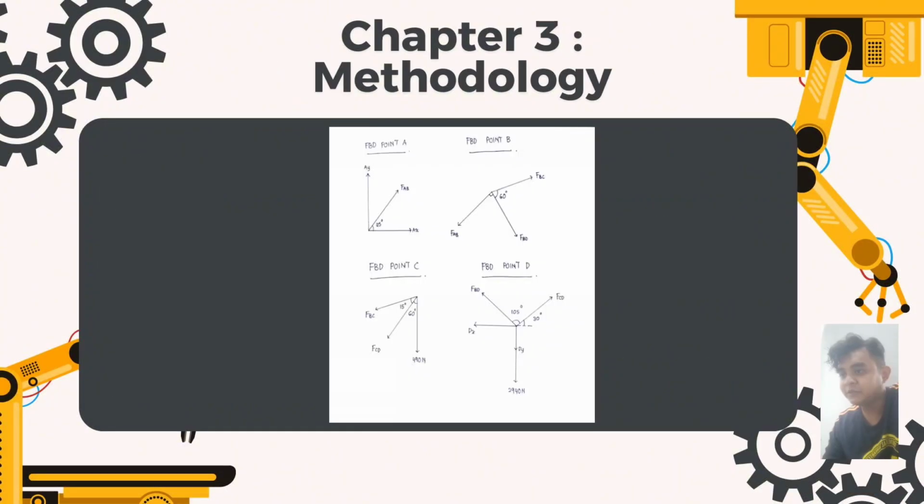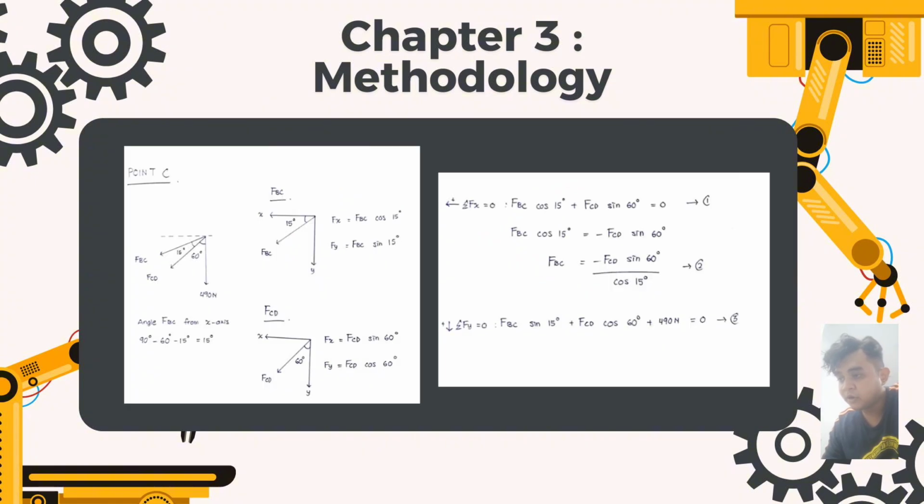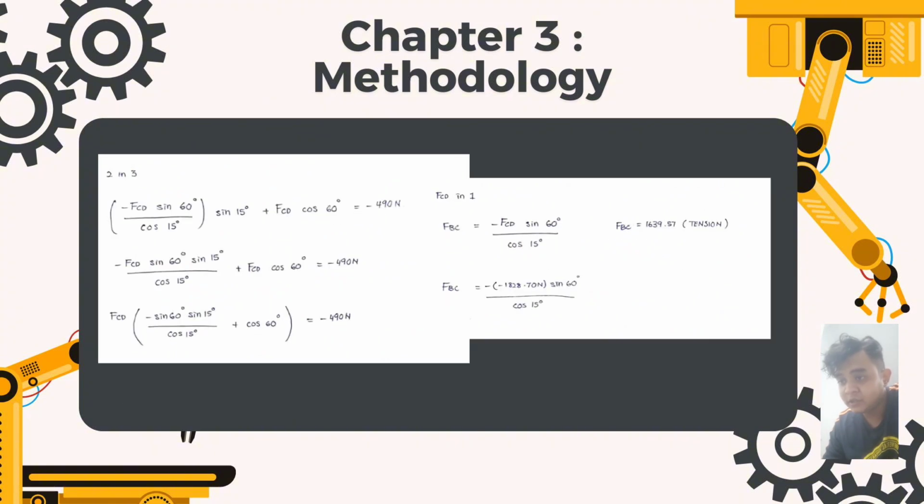Thank you. Chapter 3, Methodology. This is the free body diagram for point A, point B, point C and D. Calculation for point C, and this is the equation for point C. The calculation for FBC, we get 1639.57 Newton. The condition of thrust is in tension.